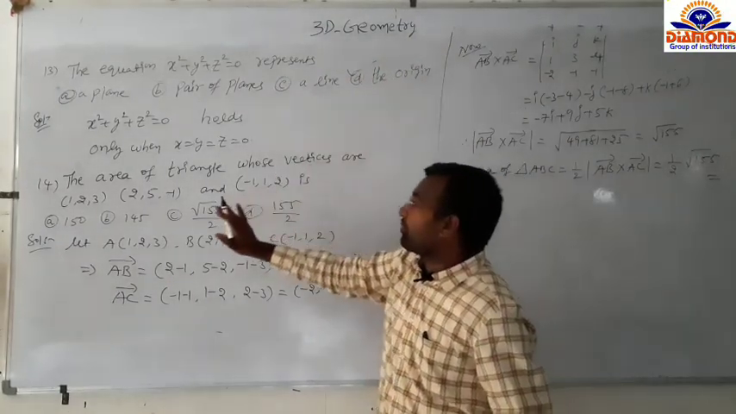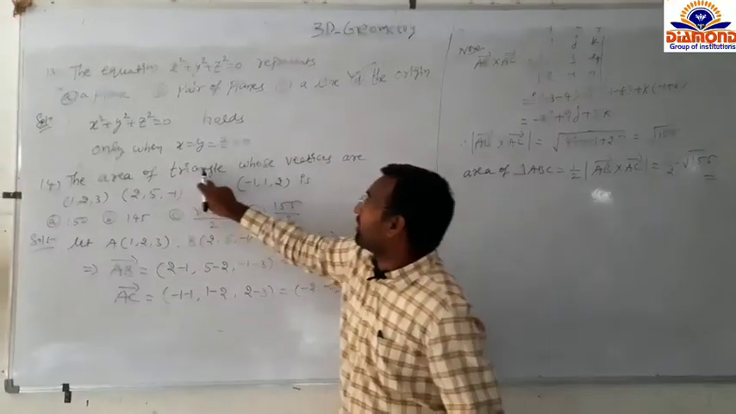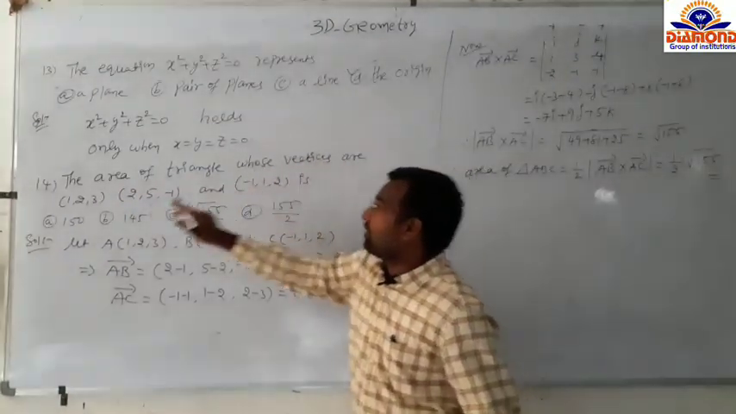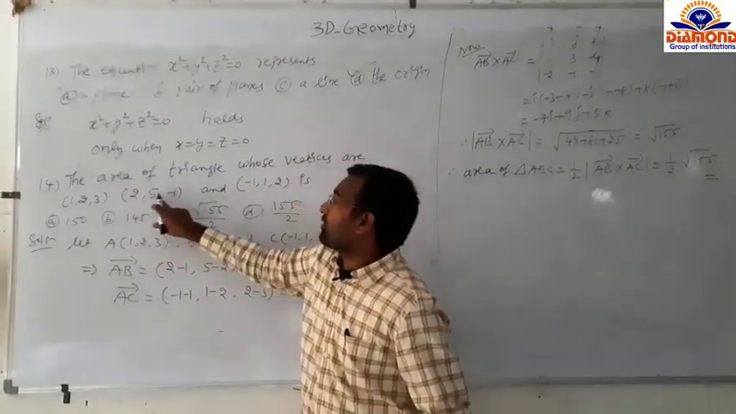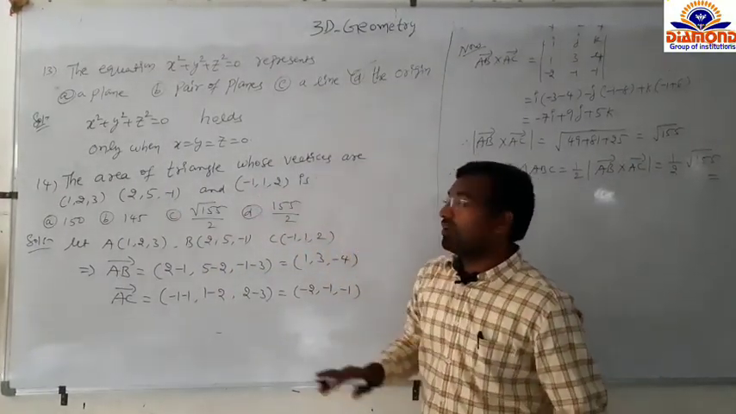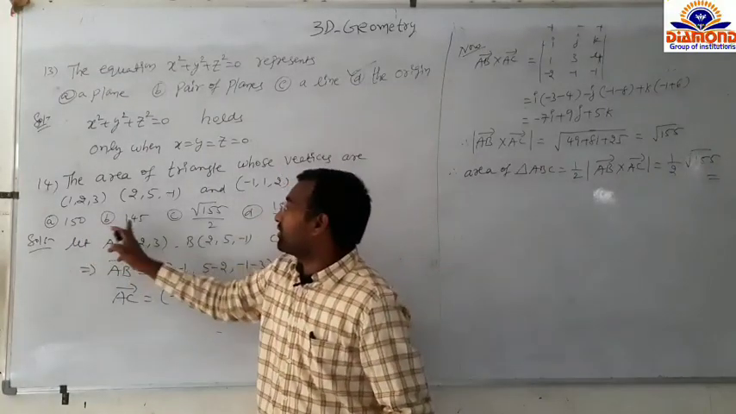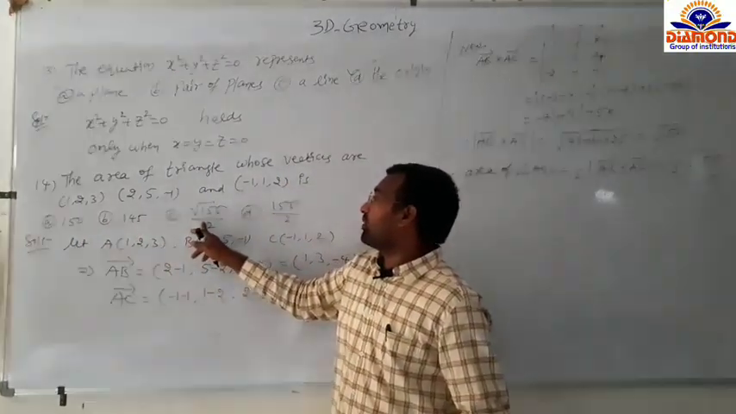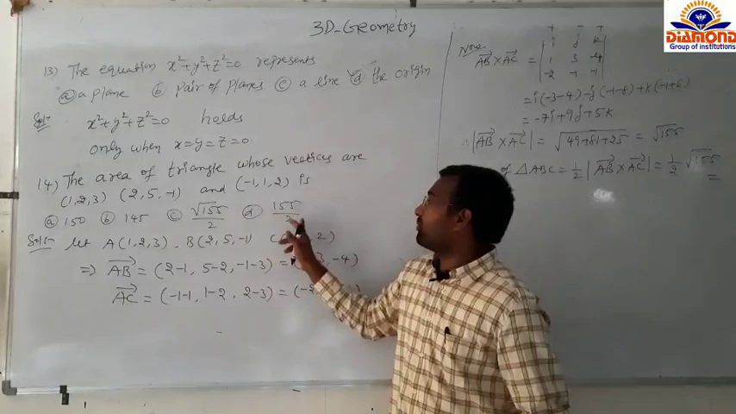Next problem, important model. The area of the triangle whose vertices are 1 comma 2 comma 3, 2 comma 5 comma minus 1 and minus 1 comma 1 comma 2 is: option A 150, option B 145, option C root 155 by 2, option D 155 by 2.